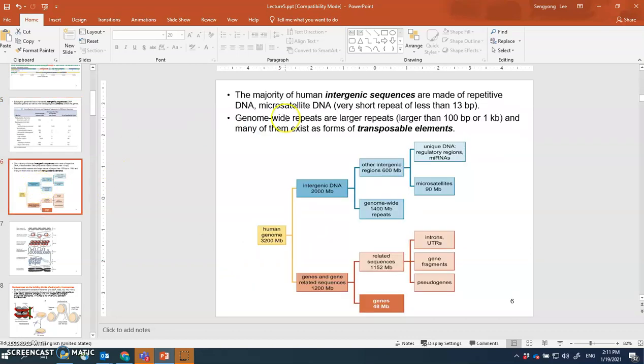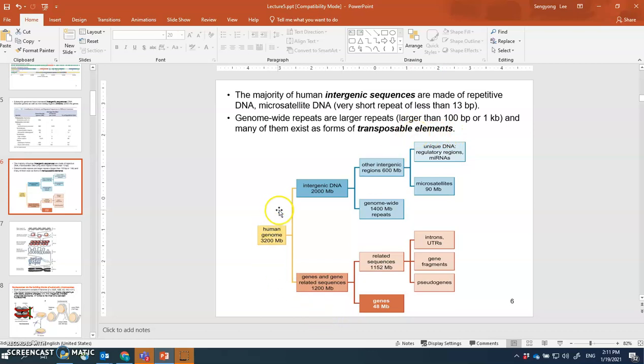And then the majority of human intergenic sequences are made of repetitive sequences, which includes microsatellite DNA. These are very short tandem repeats. The size of the repeats is about 1 to 3 base pairs long, and you have a lot of those repeats. And there are genome-wide repeats that are larger repeats, larger than maybe 100 base pair or 1 kilo base pair or larger. Those are also found, and many of them are transposable elements, so-called jumping genes, and they may move from one location to another. There are enzymes that can help the transposition. That's the process by which these transposable elements can move from one location of the genome to another.